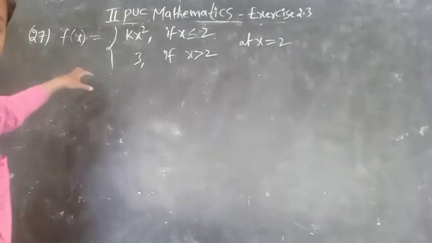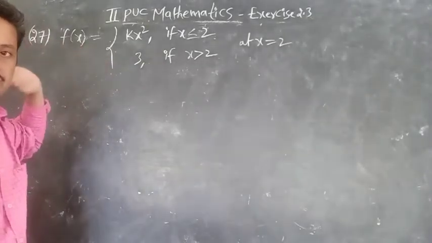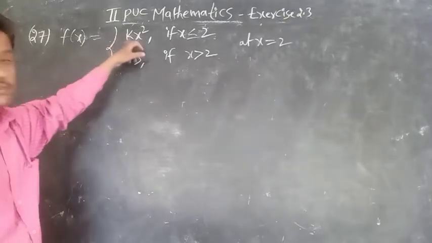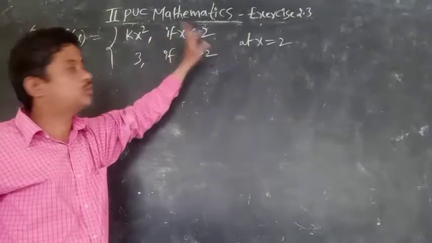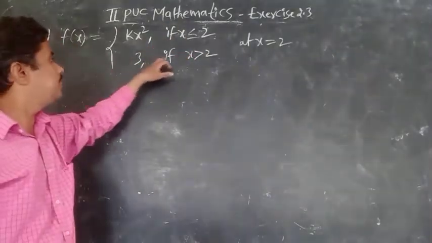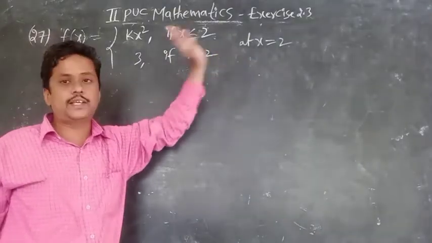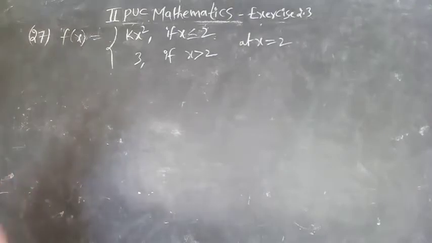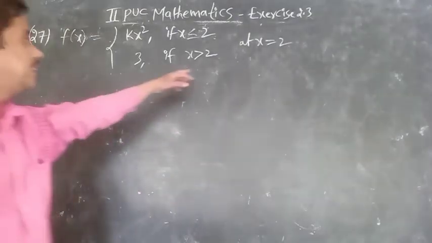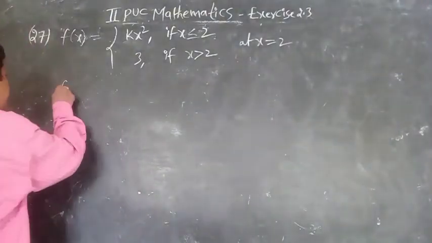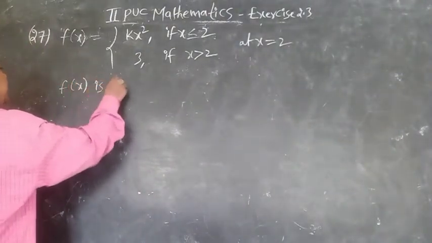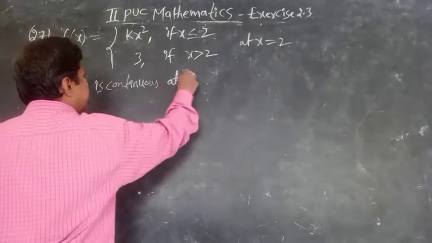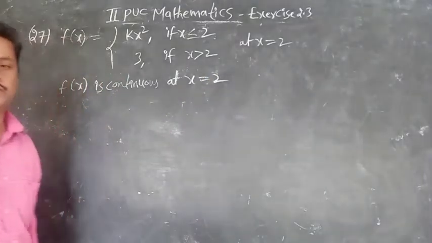See, next question number 27. This is also very important. These are very important for the 4 marks questions. Okay, so f of x is equal to kx square if x less than or equal to 2, 3 if x greater than 2, is continuous at x is equal to 2. See how to do this one. F of x is continuous at x is equal to 2.